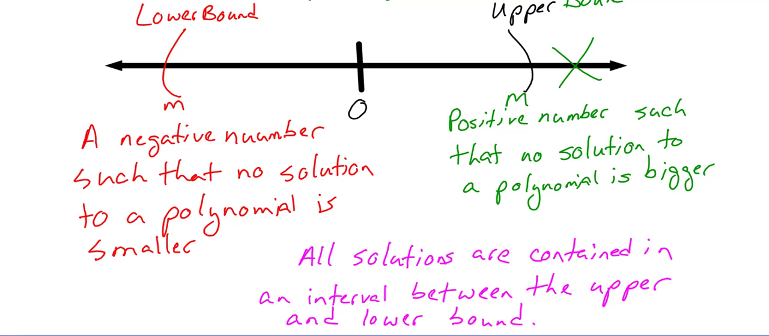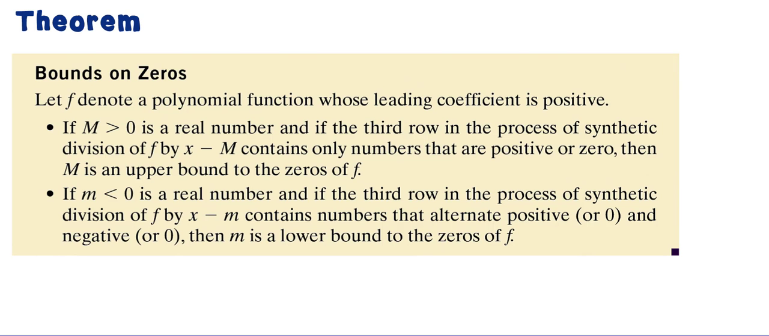So in this theorem for the bounds on zeros, we're going to let f denote a polynomial function whose leading coefficient is positive. If m is greater than 0, is a real number, and if the third row in the process of synthetic division of f by x minus m contains only numbers that are positive or 0, then m is an upper bound to the zeros of f. And it's a lot of words. We're going to look at an example that makes this easier to understand.